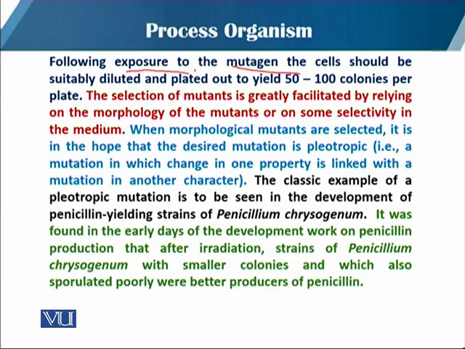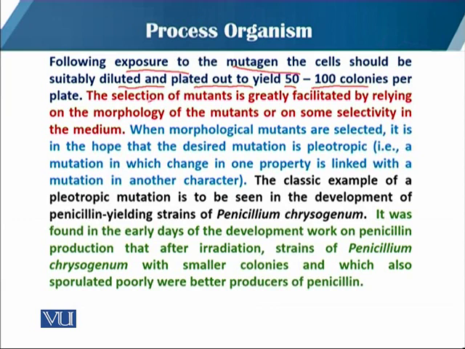when any organism is exposed to any mutagen, the cells should be suitably diluted and plated out to yield 50 to 100 colonies per plate. As I have already told you, when we are dealing with random mutagenesis, we first have to produce the kill curve, and we have to select the point at which there is only 1% survivors, or we can say more than 90% kill.